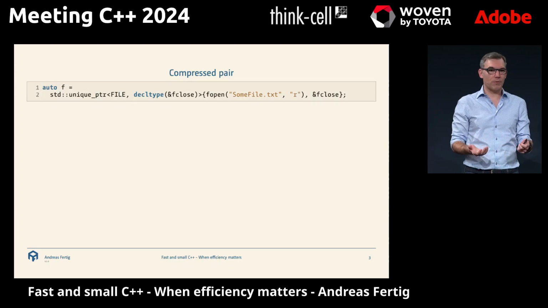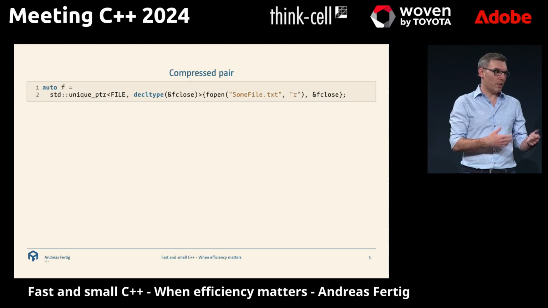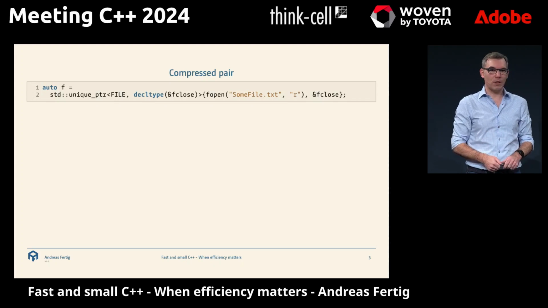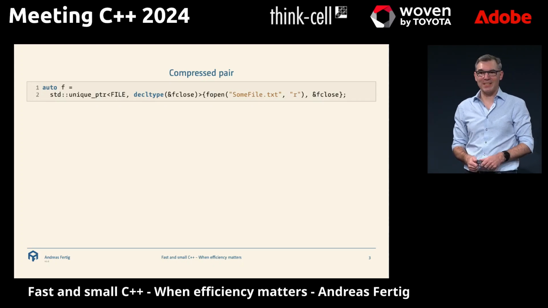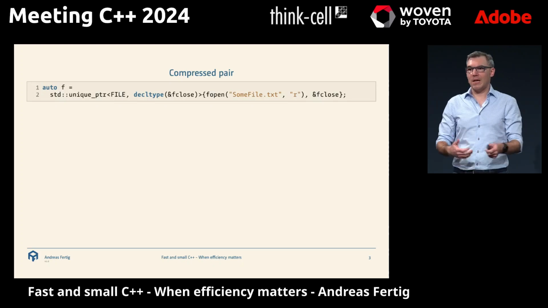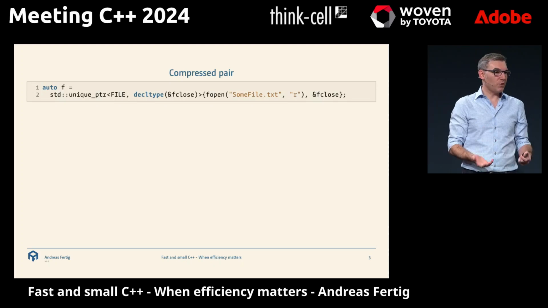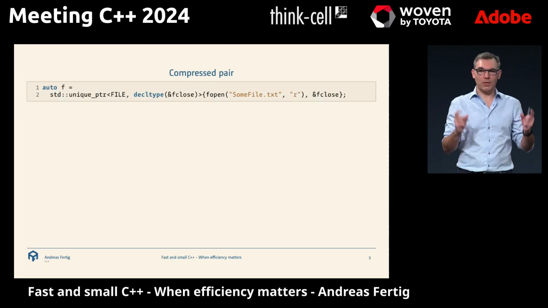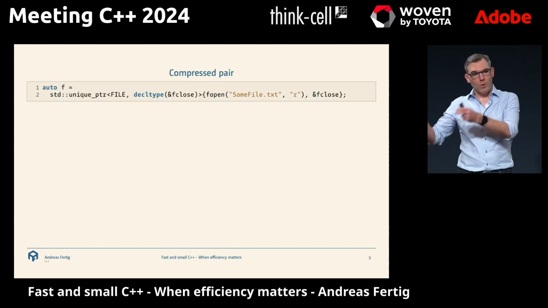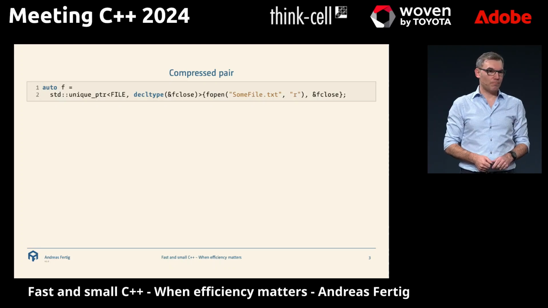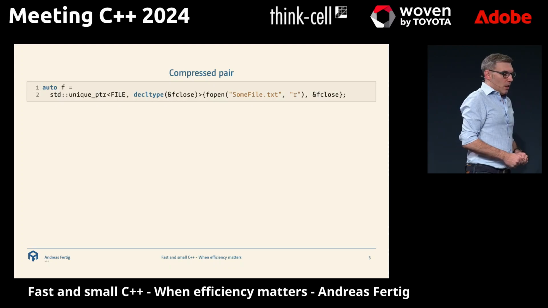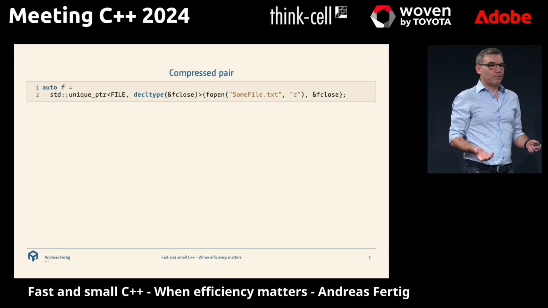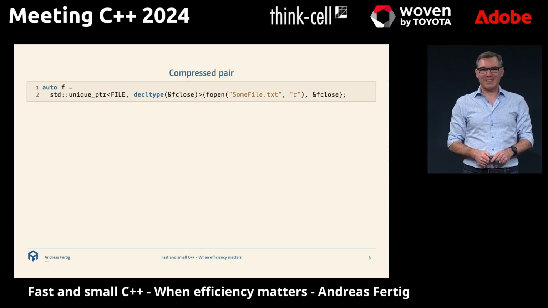And since I always forget whether it returns void or int, I use decltype on fclose here. This is my deleter. And since I have passed in a function pointer essentially as the deleter, I have to teach the unique pointer with a second parameter in the constructor, the address of fclose. Okay, are you all with me? So that works splendidly. It's perfect.